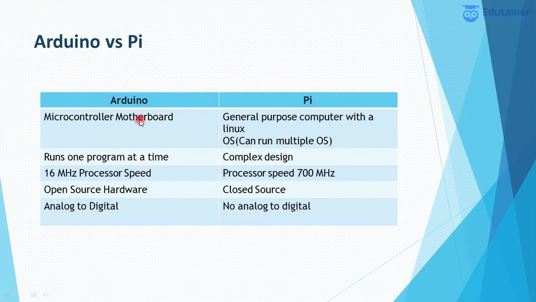This is the general difference between Arduino and Pi. Arduino has a microcontroller motherboard, while Pi has a general purpose computer with Linux. Arduino runs one program at a time, while Pi has a complex design.